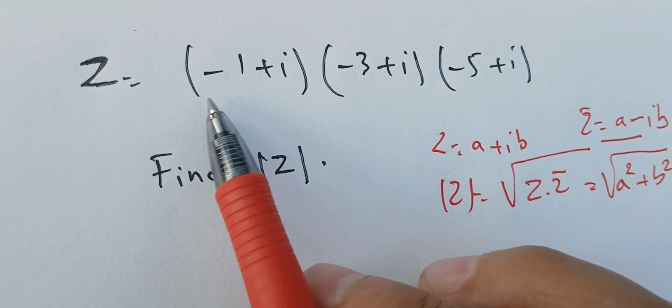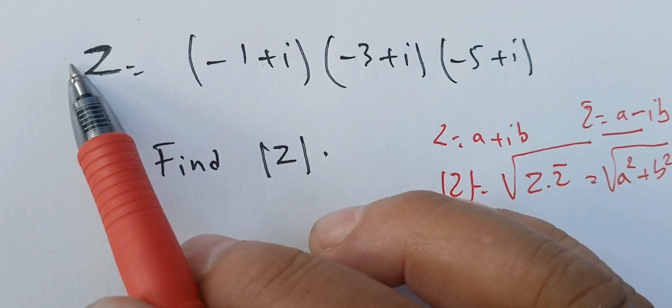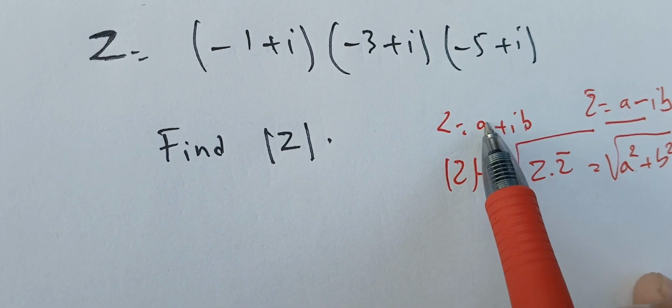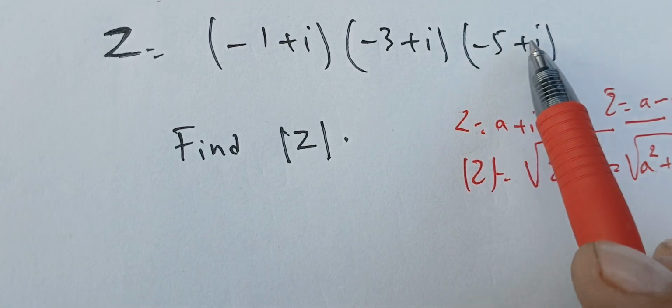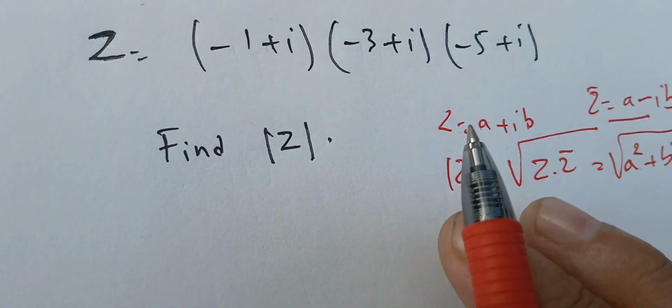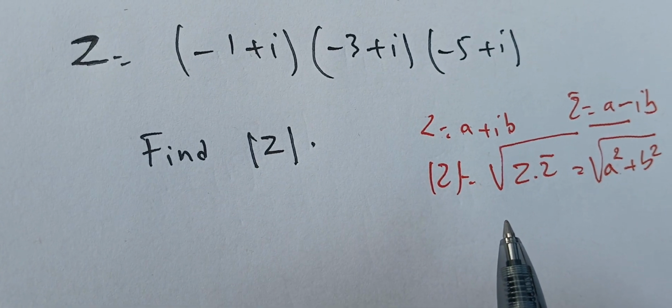So to compute the norm of this one, we have to write z in this form. This is the algebraic form. That means we have to do the multiplication of these three complex numbers and find the norm. But hopefully there is another way to do that.